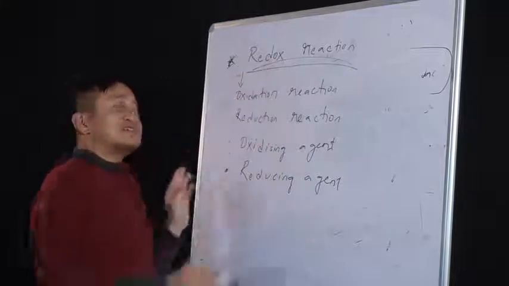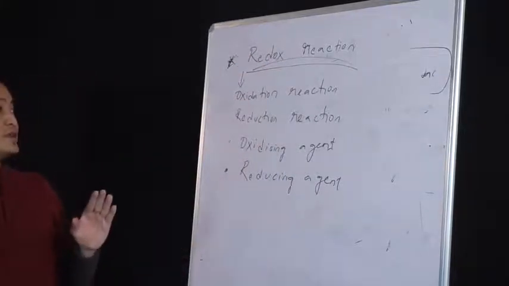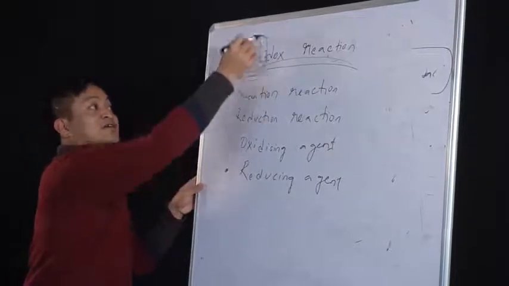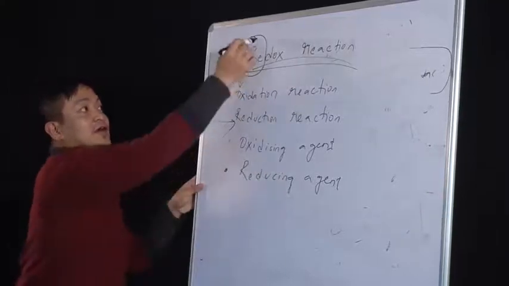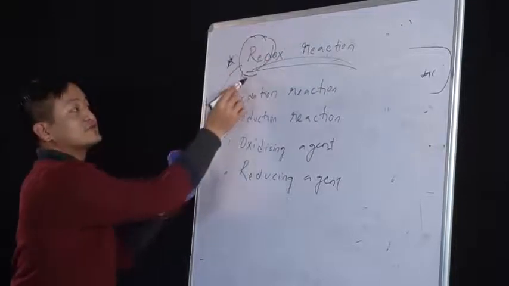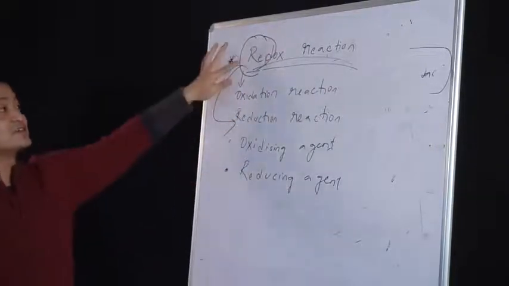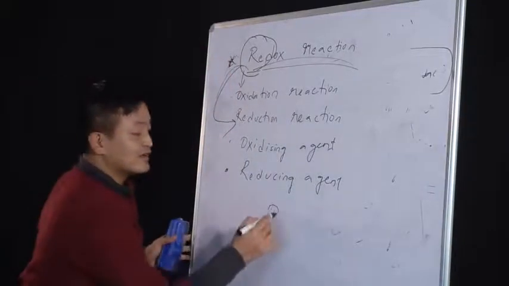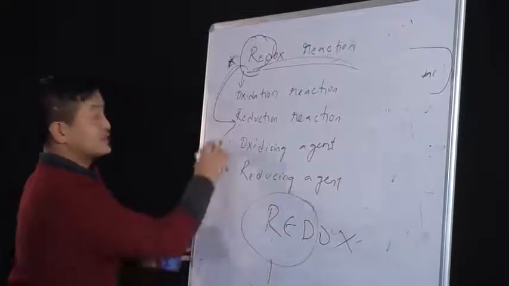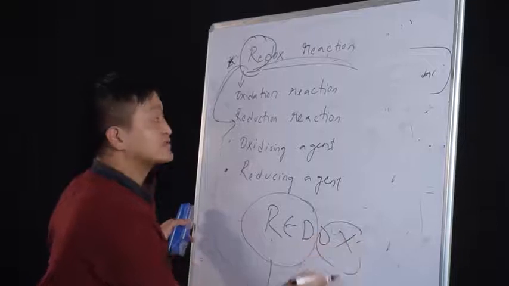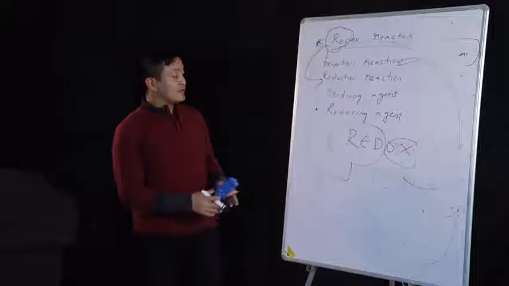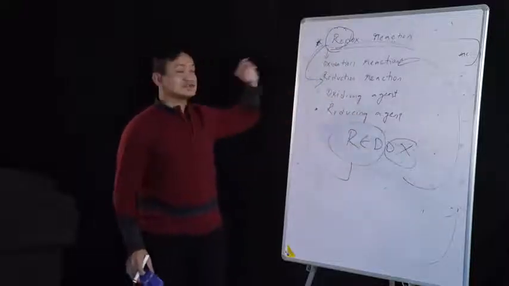So the definition of redox reaction is very simple. Redox is derived from both oxidation and reduction. Red comes from reduction. Clear? It's related, right? See, students, redox: the RED is from reduction, and OX is from the oxidation reaction. So red is from reduction, ox is from oxidation.